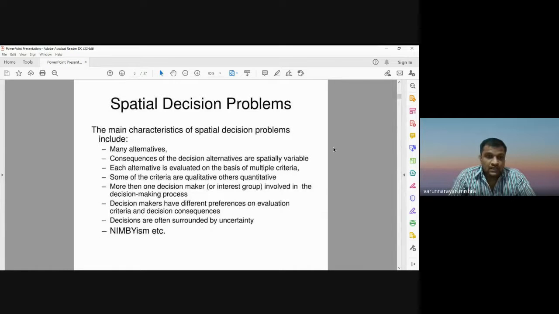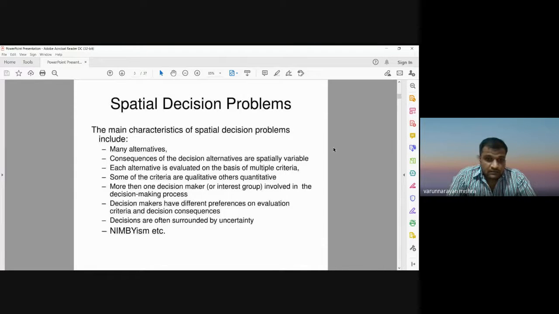Okay, so spatial decision problem. How are we required to have a spatial decision? So the main characteristics of spatial decision are alternatives. If you have analyzed any data set, it will provide you many alternatives, multiple results, multiple outputs. So you need to choose the most optimal, most stable solution out of all the alternatives. It's a consequence of the decision alternatives that are spatially variable.